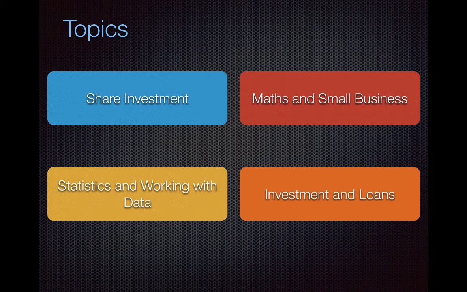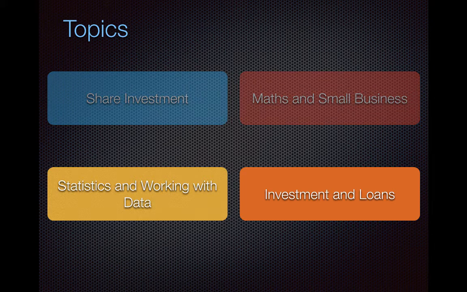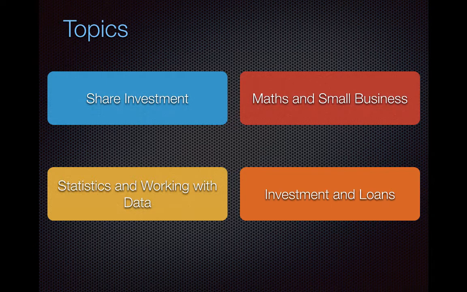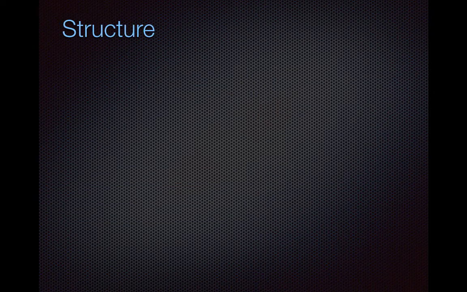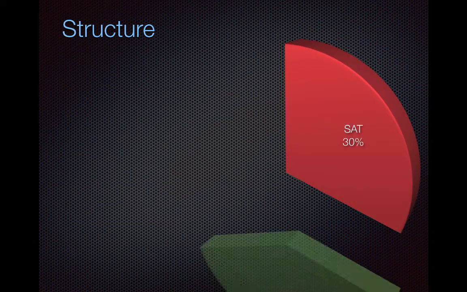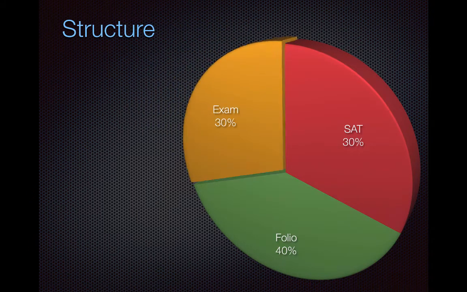The difference between the old course and the new course is that only 2 of these topics are examined. So stats and working with data and investments and loans have an exam, and that exam is at the end of the year. In all the other components, share investment, maths and small business, stats and working with data, investments and loans, there are assessment components that are common through all of them, and you would have seen these before as well. So let's have a look at that structure there so we can see what actually makes up your final mark and how the course is weighted.